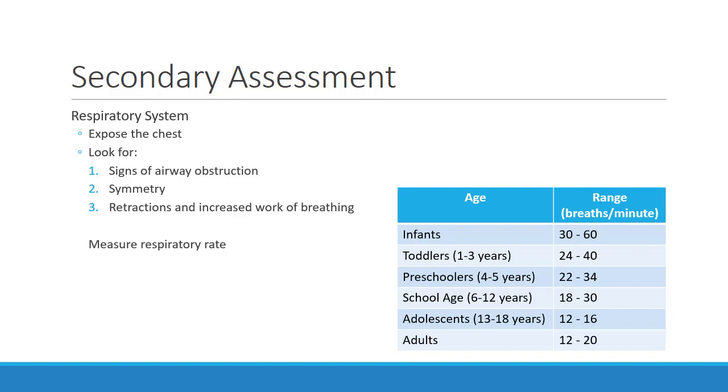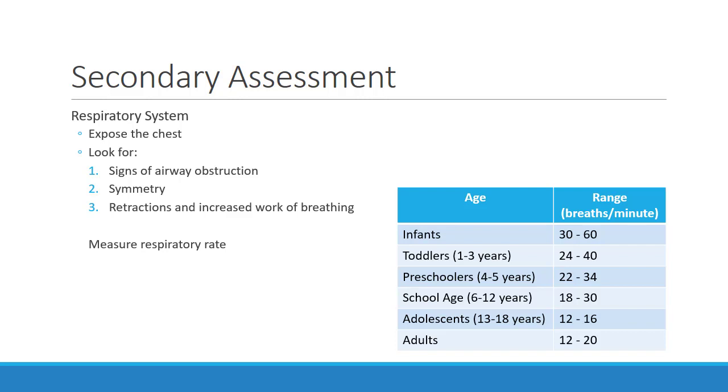So the adult is going to be 12 to 20 breaths per minute. The adolescent, which is 13 to 18 years old, is 12 to 16. School age, 6 to 12 years old, is going to be 18 to 30 breaths per minute. Preschoolers, 4 to 5 years old, are going to be 22 to 34 breaths per minute. Toddlers, 1 to 3-year-olds, are going to be 24 to 40 breaths per minute. And infants are going to be 30 to 60 breaths per minute.